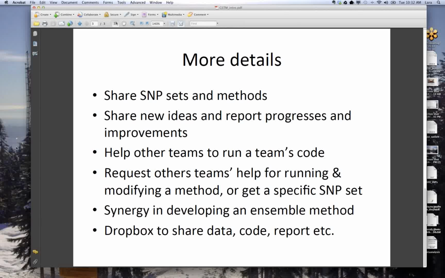If there is a request, it will always be solved by the corresponding team. And we also agree that if it's difficult to run another team's code, then we can request that team to provide help for running the method, or of course make a simple modification of the method, or just generate some kind of SNP set if that team has such expertise.